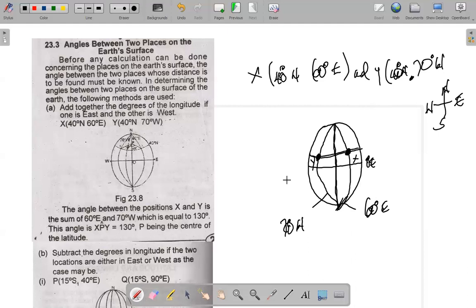So how do you get the angular distance between them? The angle between them is obtained when the longitudes in question are in different hemispheres. One is in the east, the other one is in the west. So when they are in different locations, we add together the degrees of the longitude. If one is east, the other is west, our data here will be 70 plus 60, which is 130°. So the angle between these 2 points, X and Y, is 130°.